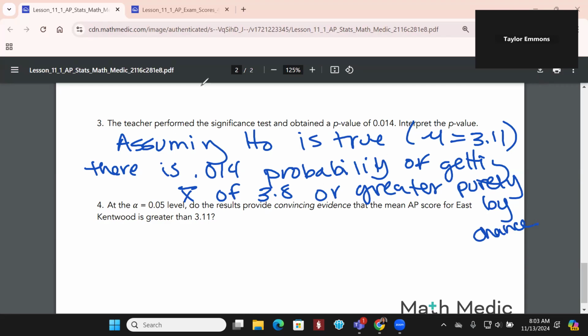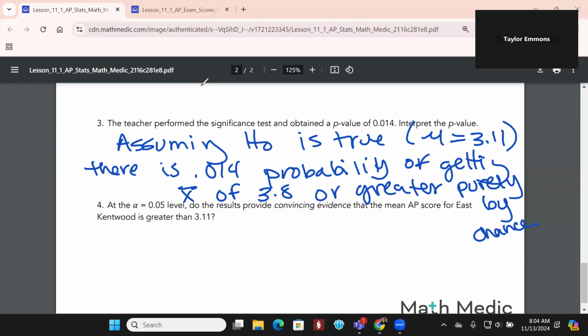I feel like I read this sentence and all I can think is a girl that was like, as if. Assuming that the null is true, there's a 0.014 probability of getting X bar of 3.8 or greater purely by chance. Like this is literally what AP Stats is. Outlandish.